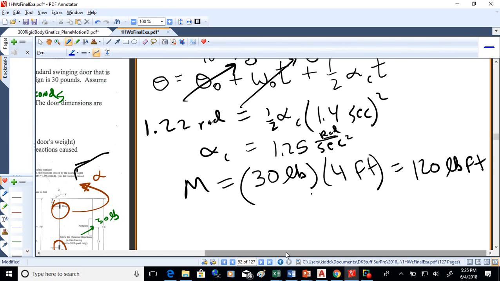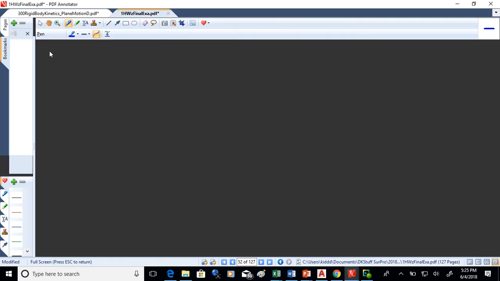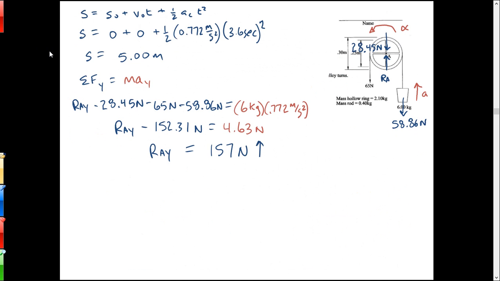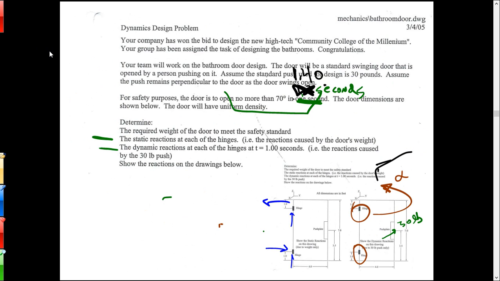So what we have here is a problem with a door. And what we're going to do is push on the door with 30 pounds on the outside push plate there. So the door itself is 4 feet by, I think it's 7 feet, 2 hinges. And we're going to push on it with 30 pounds. And it's going to swing open, of course.